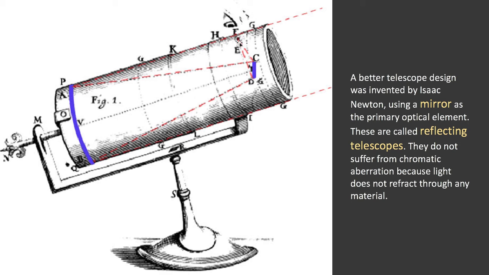These mirror telescopes, reflecting telescopes, do not have any chromatic aberration, and so you're able to get a much crisper image. They're also lighter, right? It's much lighter to make a mirror than it is to make a big heavy glass lens. And so this was a pretty big technological advancement in the telescope, was going from refracting to reflecting telescopes.